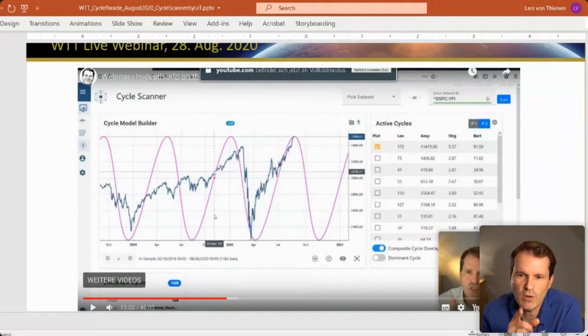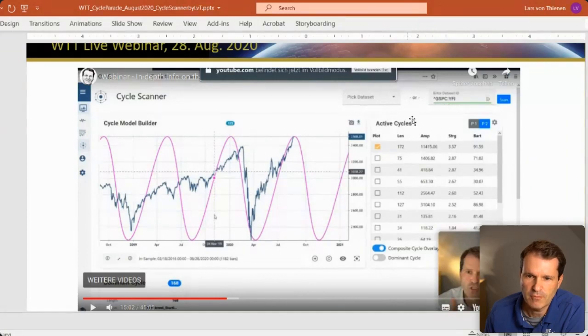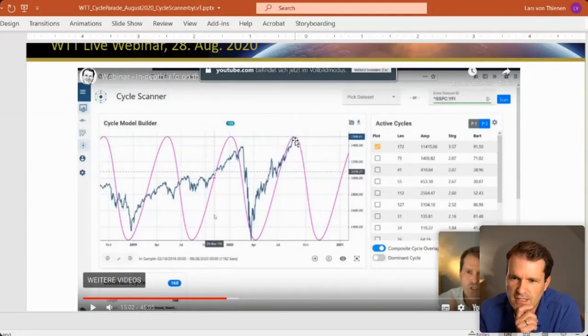This was the live window we saw on the 28th of August. We did a basic cycle analysis on the S&P 500, showcased the new setting, and this was just the 172 bar cycle at this point in time. I mean, couldn't it be better? We all know what happened.